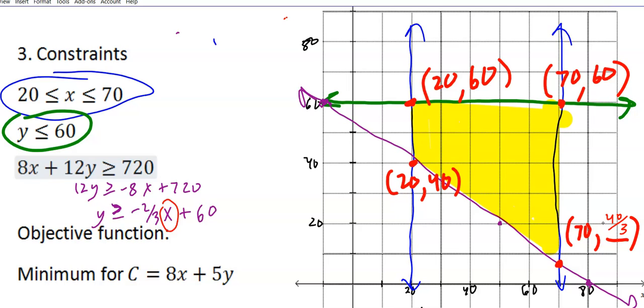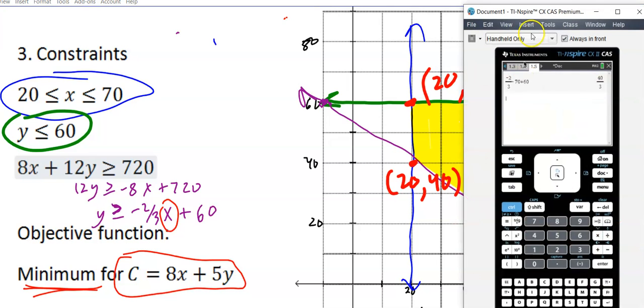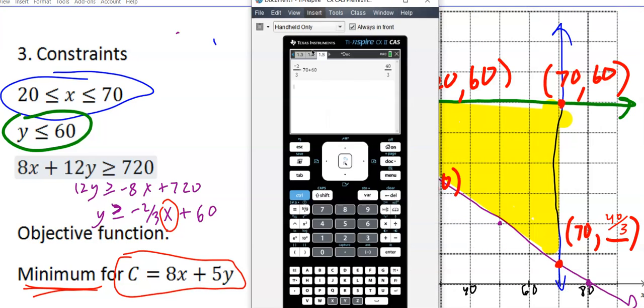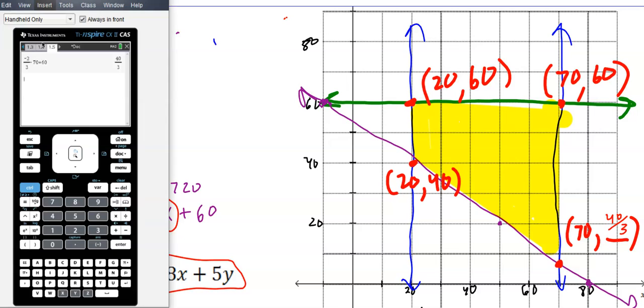And so we're going to plug these values into the function here. We want the minimum value for this one. Interesting, I didn't pay attention last time. Usually we're looking for the max. So this would be 8 times x plus 5y, let me write that down. 8 times x plus 5y is the function to be optimized.